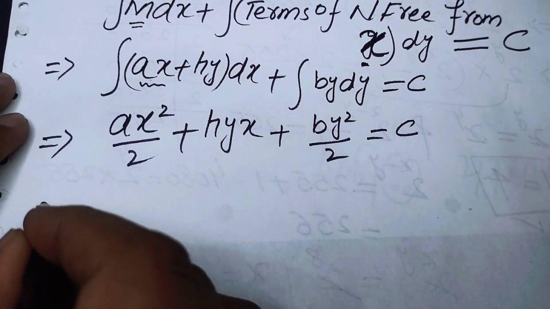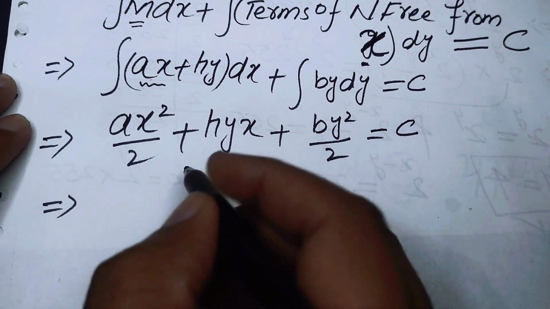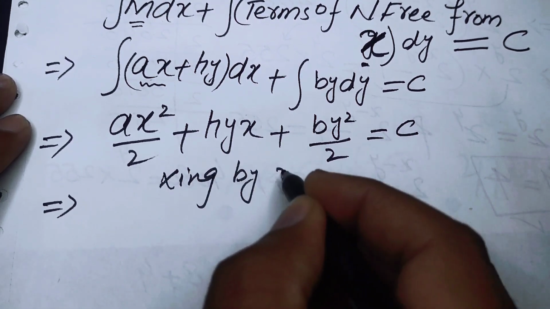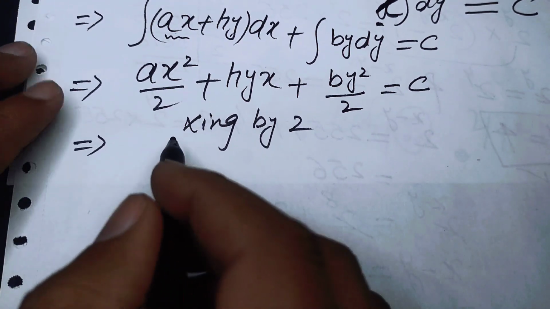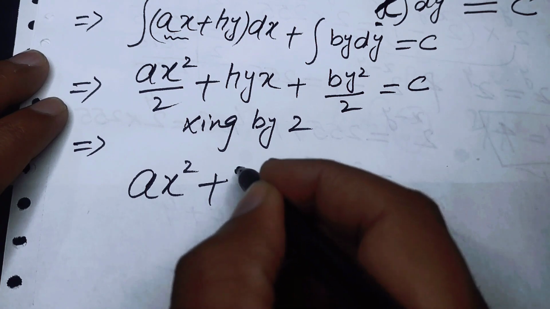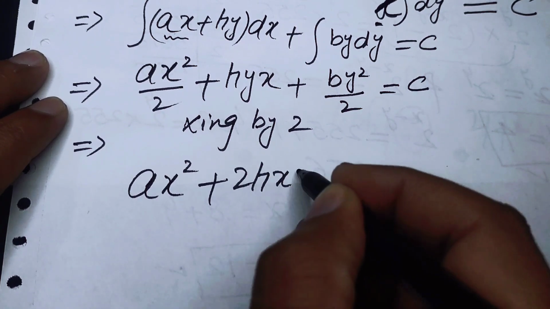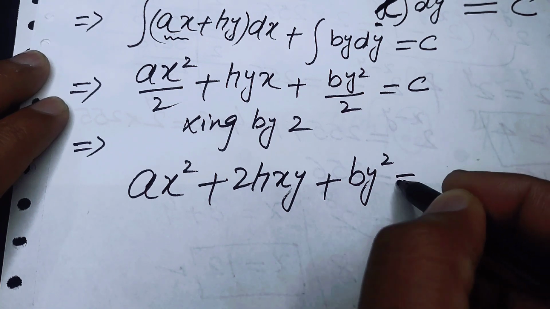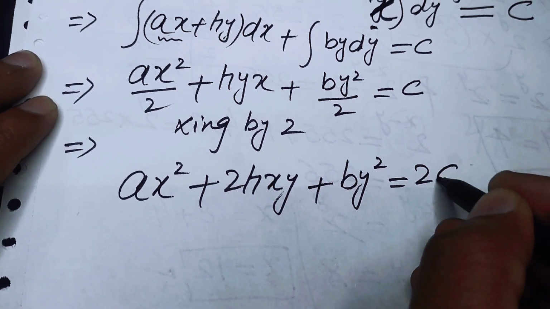Now you can just rearrange the expression, and multiply by 2 on both sides, and finally you will get ax squared + 2hxy + by squared = 2c.